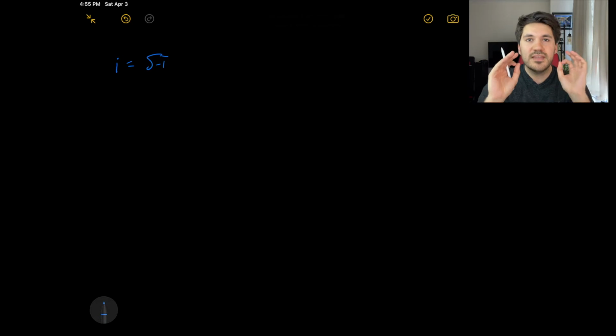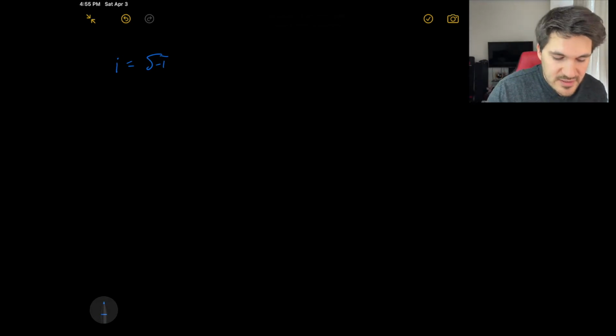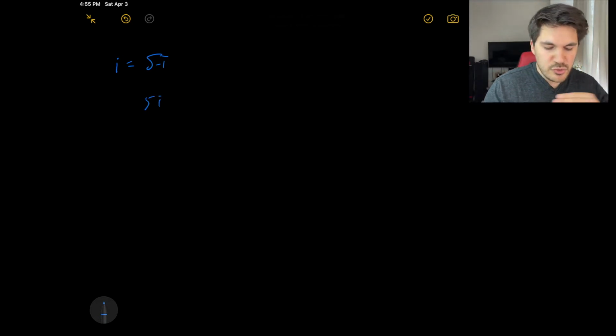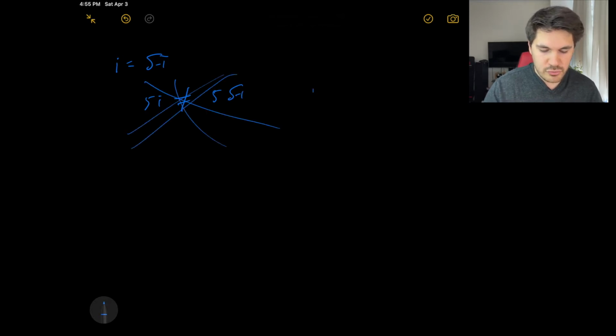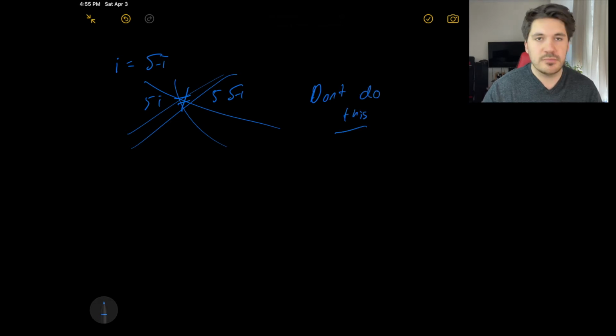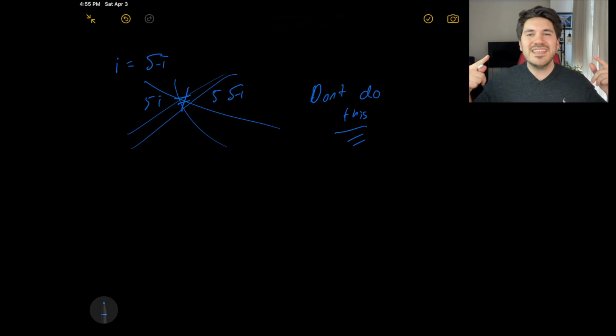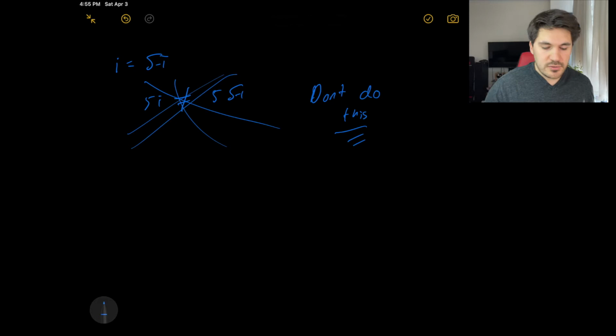So when you see i by itself, for example, if you see a 5i, do not rewrite this as 5 times the square root of -1. Got it? Don't do that. Now, if you see an i squared or i raised to some power, you can do this. So for example, if i is the square root of -1, that means i squared is going to be equal to -1.